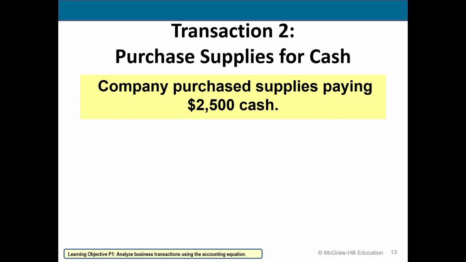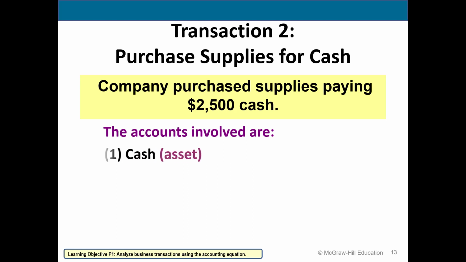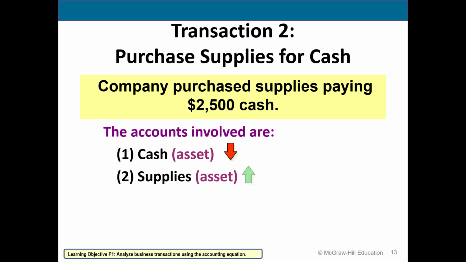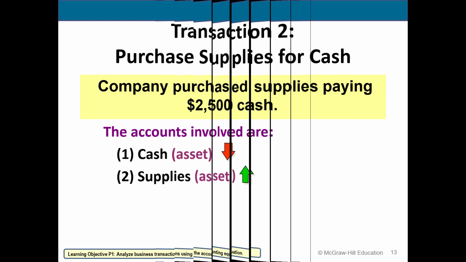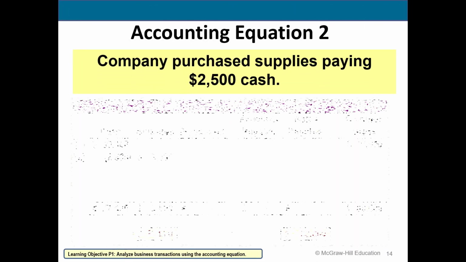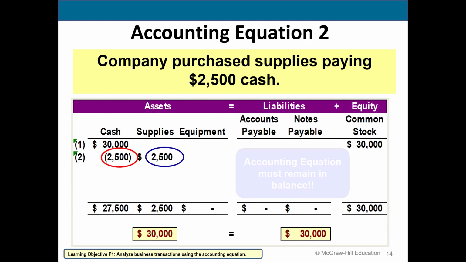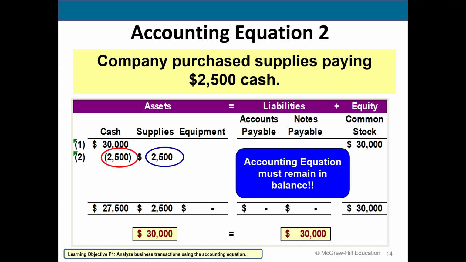The next transaction, the company purchased supplies and they paid cash. So what are the accounts? Cash went out of the business, so cash decreased, and supplies came into the business, so supplies increased. Both cash and supplies are assets. So one asset went down, one asset increased. So this is what the accounting equation looks like now. So you can see that both of the cash and the supplies are on the asset side. So we have one going up, one going down. And the accounting equation is still in balance.